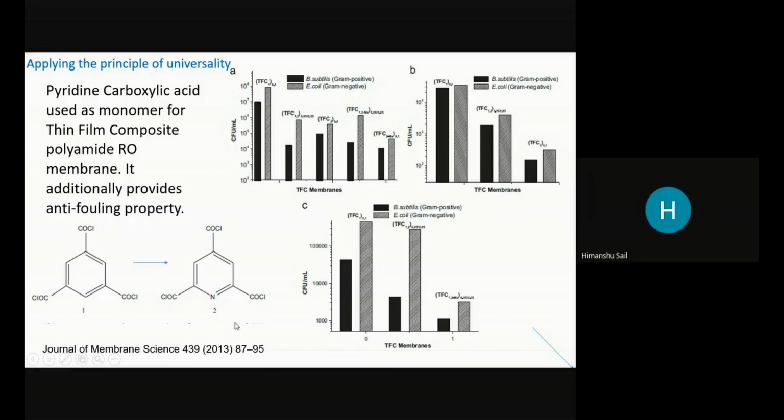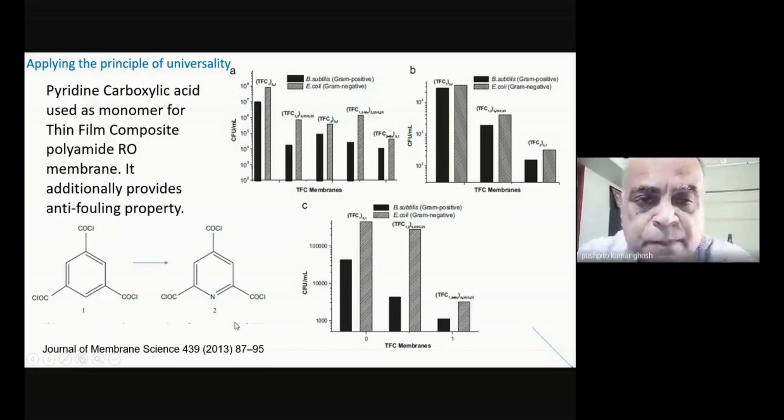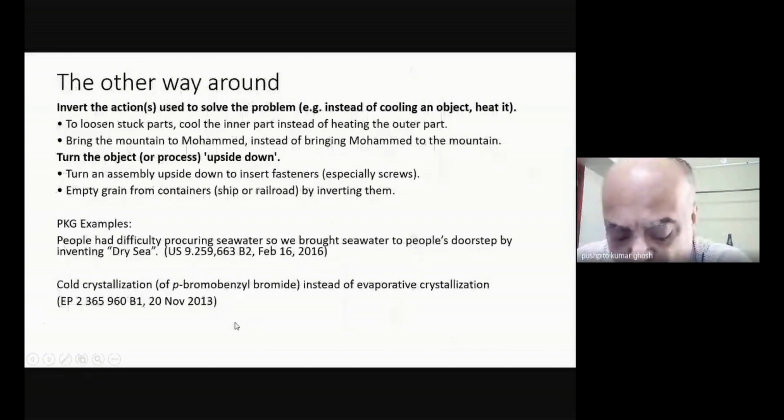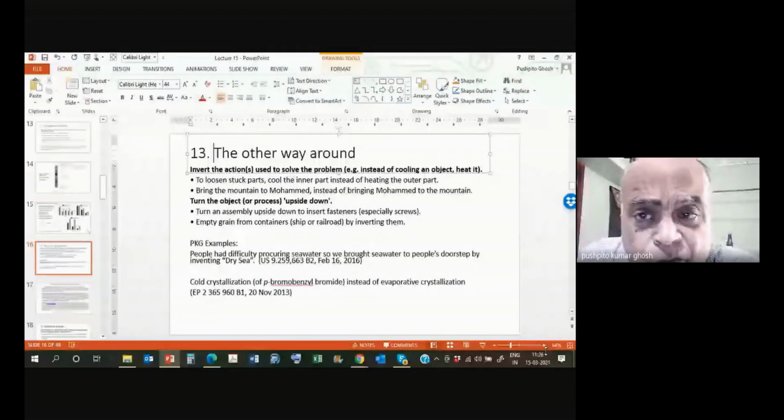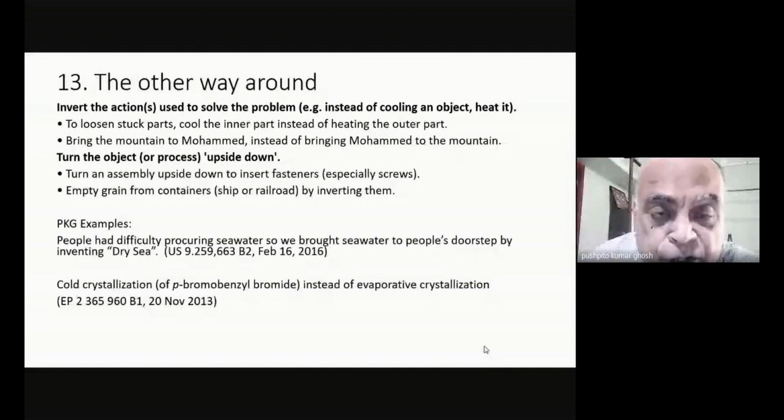Yes, sir. Okay. Now let me take you through another example. This is very interesting also. It's called the other way around. Invert the actions used to solve the problem.